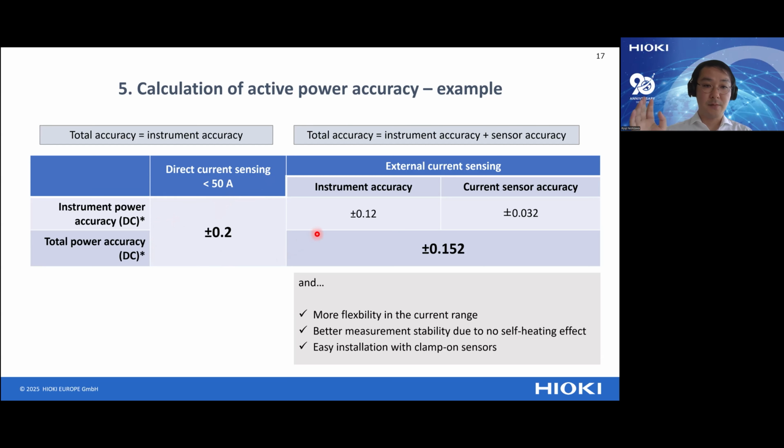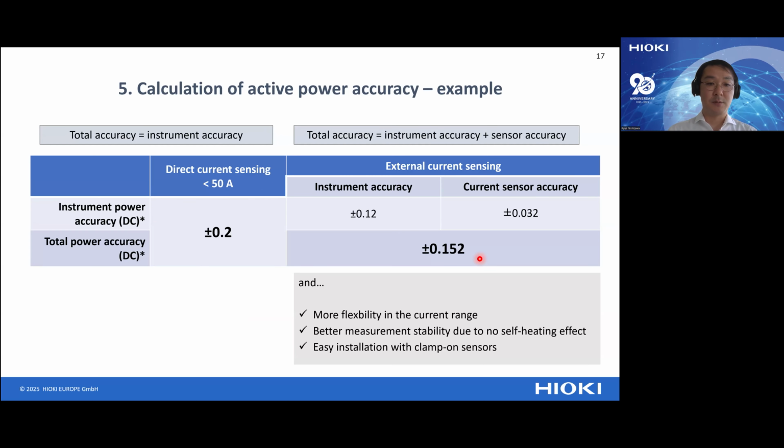And on the right, we see external current sensing. In this case, total accuracy includes both the instrument and the sensor. It will be 0.12 plus 0.032, so total accuracy will become 0.152. Surprisingly, this method is actually more accurate than direct current sensing.